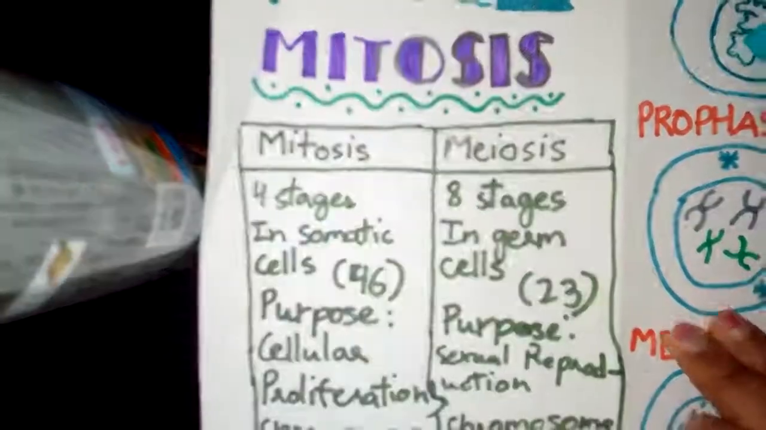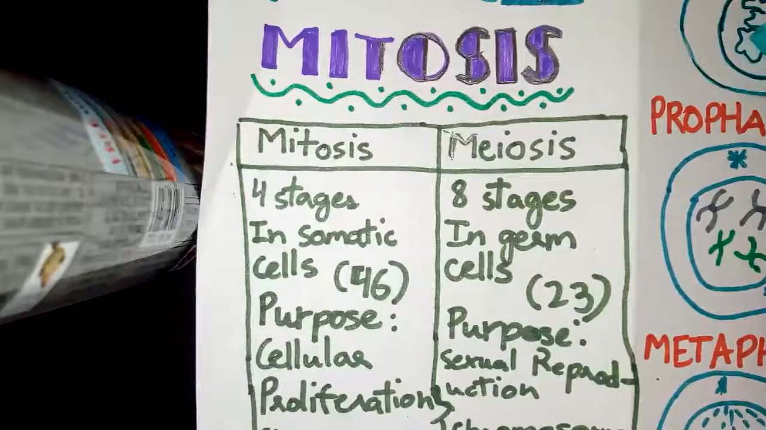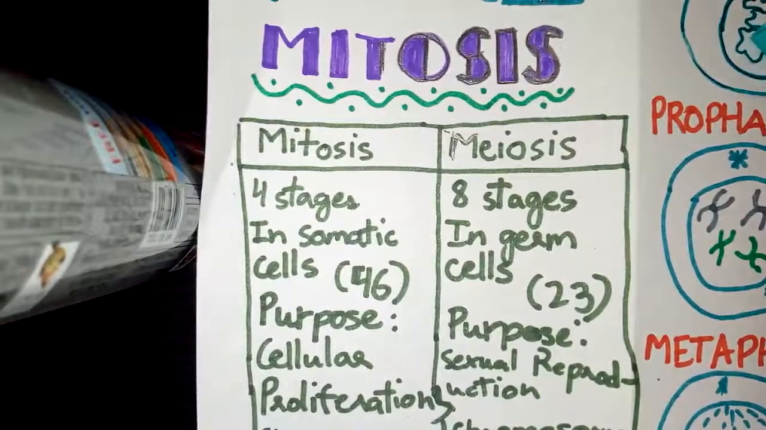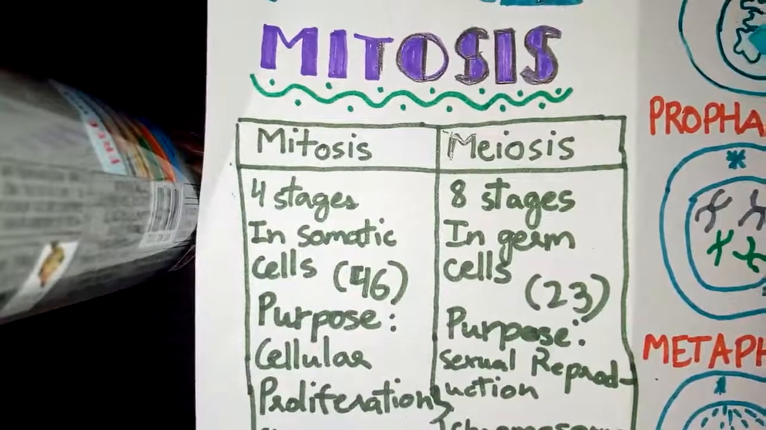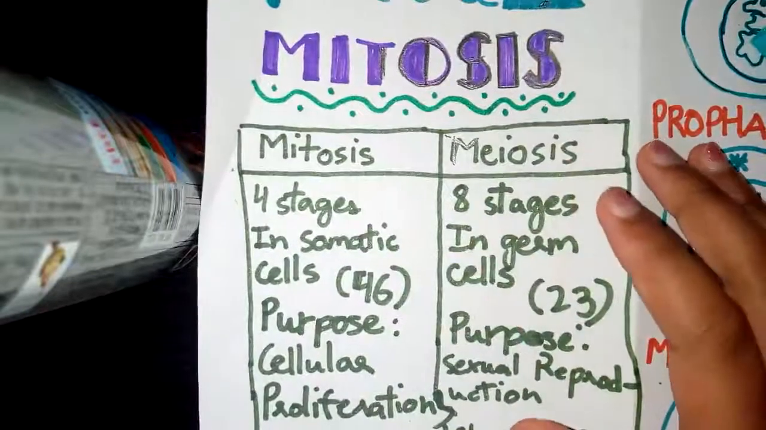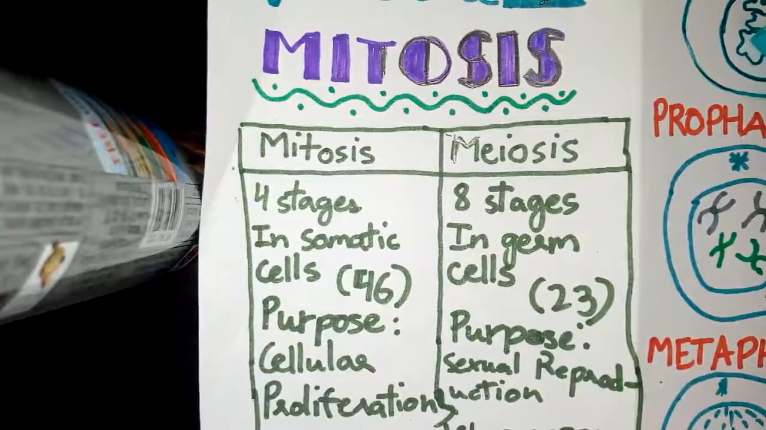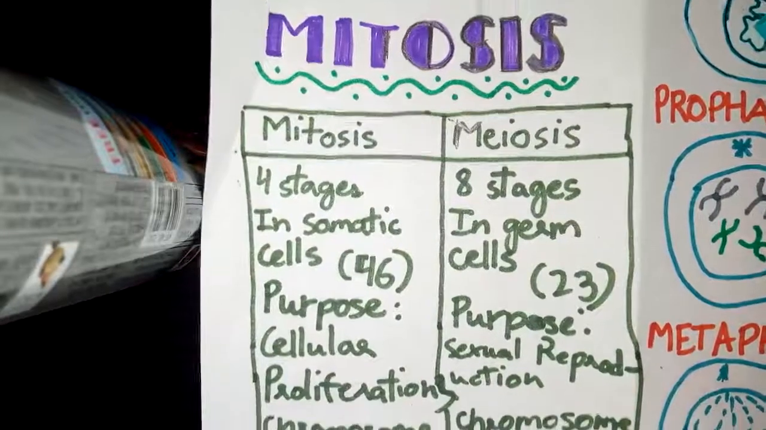Next is the purpose. So the purpose of mitosis is cellular proliferation. So cellular proliferation is nothing but cell growth. It's like you grow bigger. Why do you grow nails? It's because of mitosis. When you get a cut on your skin, how does it get fixed? It's because of mitosis. So that's how cellular proliferation works. And meiosis is for sexual reproduction, which is just forming new offspring.